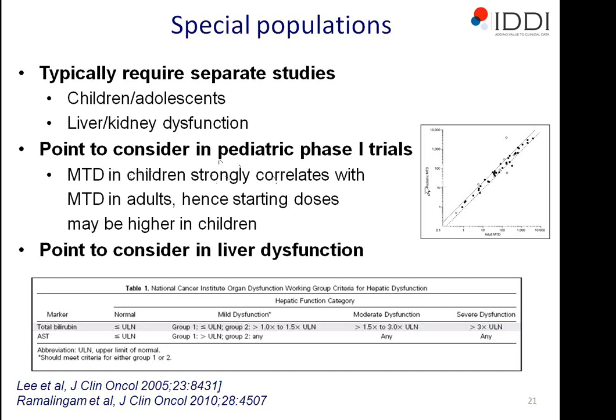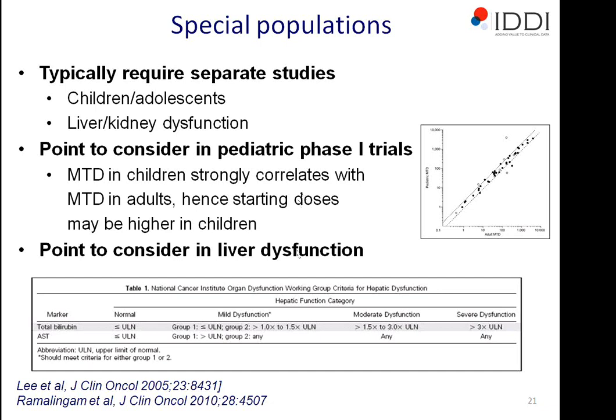There is a very nice correlation, as you can see here in this graph, between the MTD in children and the MTD in adults. And this allows for starting doses that are higher in children. Since phase 1 trials in children are usually conducted a few years after the adult corresponding phase 1 trials, this may be capitalized on, and studies may start with higher doses, and therefore fewer children will receive subtherapeutic doses.